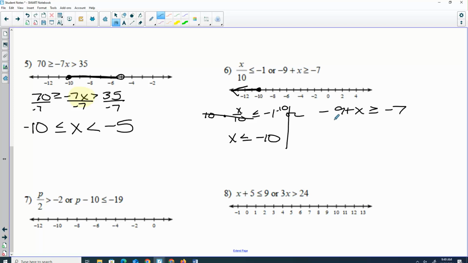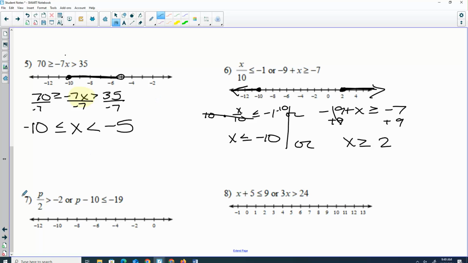When I look at this one, negative 9 plus x is greater than or equal to negative 7. So to get x by itself, we would add our 9. So x is greater than or equal to 2. So this is an or. Equal to would mean a closed circle at 2. Greater than goes to the right. So we see what we talked about. An and, it's in between, an or, they're going separate directions.